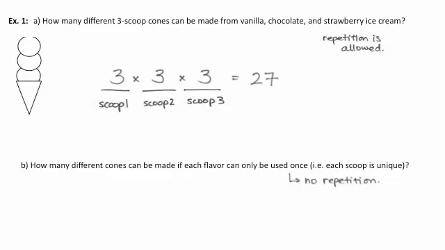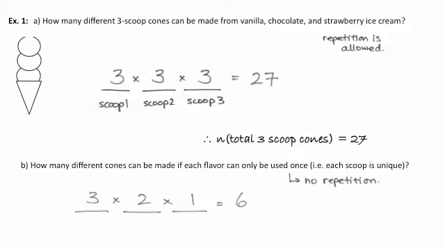In part B, of course, how many different cones can be made if each flavor can be used only once? So here we introduce a very basic restriction: now we're not allowed to use repetition. Here are our placeholders for scoop 1, scoop 2, and scoop 3. For scoop 1, we'd of course have 3 choices. For scoop 2, though, we now don't have 3 choices anymore. We've already used 1 flavor, so now we're down to 2 choices. And then for the last scoop, we don't have any choice at all. So if we can use each flavor only once, there's only 6 different cones that we can get.